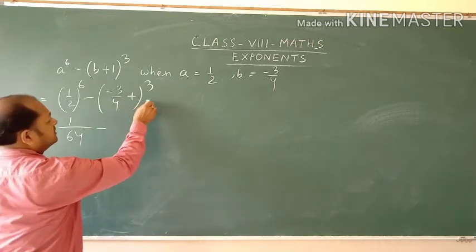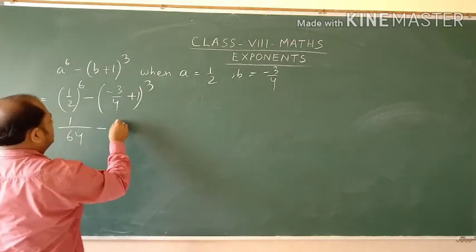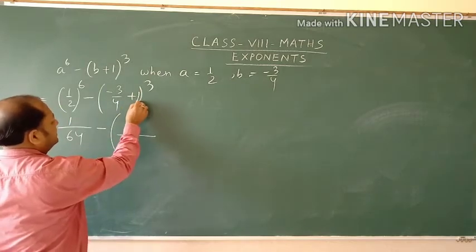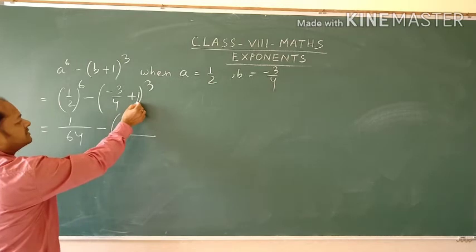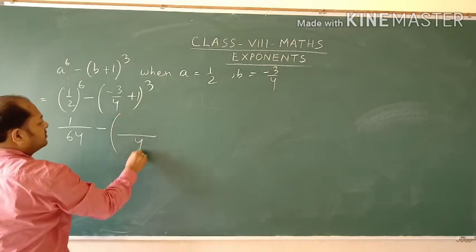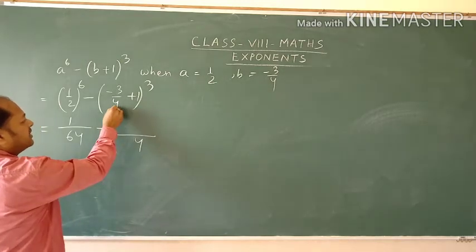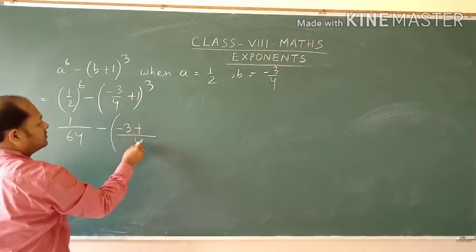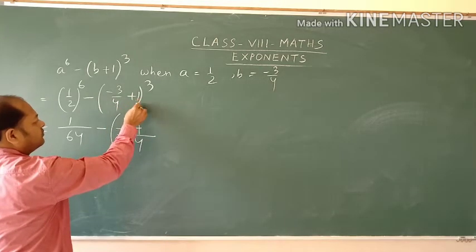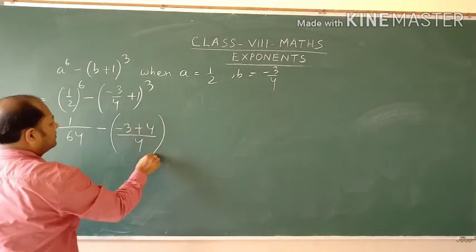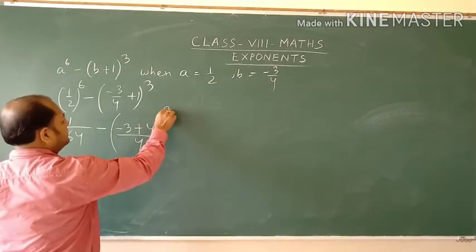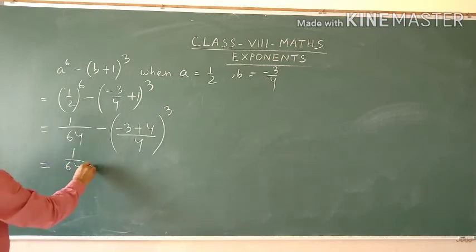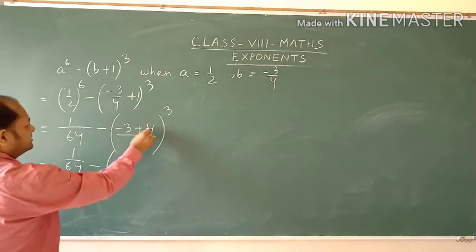Now solve this one. This one is plus 1 here. So here we see that 4 and 1. The denominator, nothing is there, means 1 is there. So 4, 1, LCM is 4. 4 divided by 4 is 1, 1 into minus 3, that is minus 3. Then plus 4 divided by 1 is 4, 4 into 1 is 4. Okay. Now what is the power here? 3, equal to 1 upon 64 minus 3 plus 4.